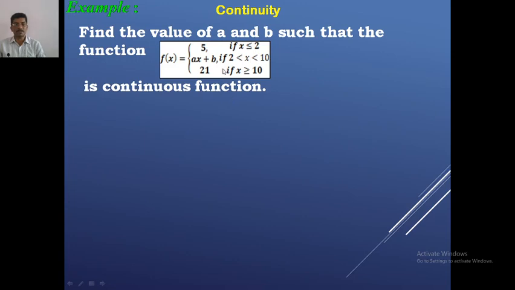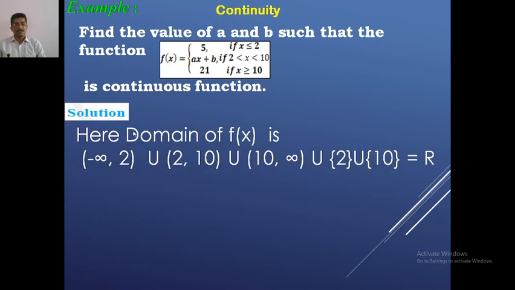It is a continuous function means it is continuous for all real numbers. Here the domain of the function f of x: x less than 2 means minus infinity to 2. x between 2 and 10 means the open interval 2 to 10, and x greater than 10 means the open interval 10 to infinity, and x equal to 2 is the singleton set 2. x equal to 10 is the singleton set 10.